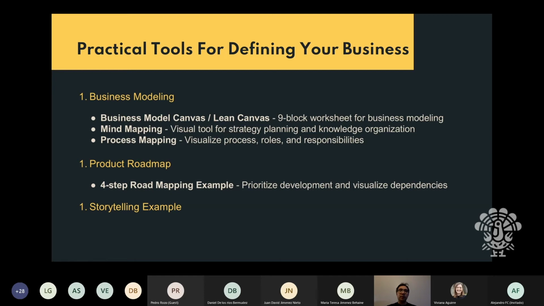Second is mind mapping. And that is a visual tool for strategy planning, alignment, and just communicating organization or technical or any conceptual knowledge. And then process mapping.